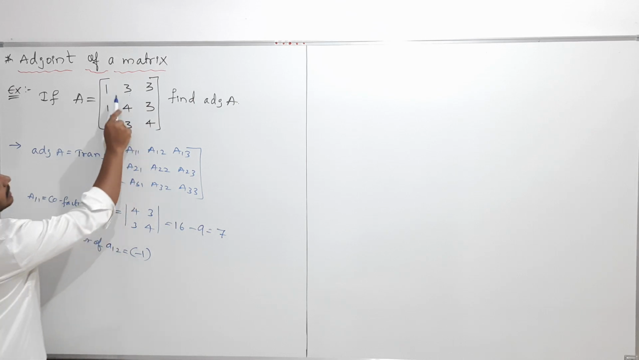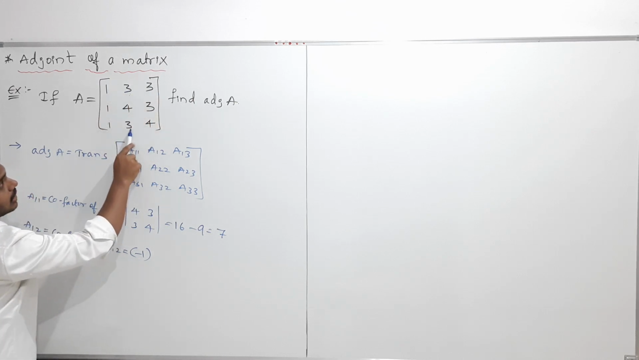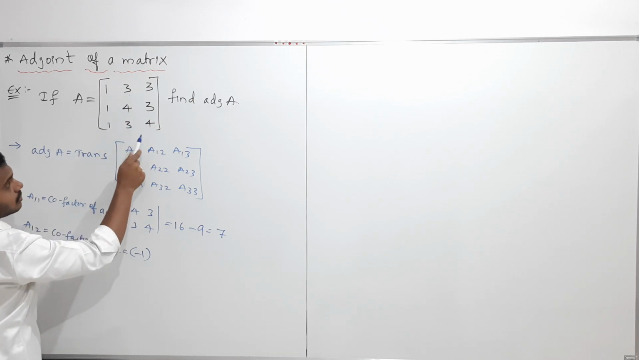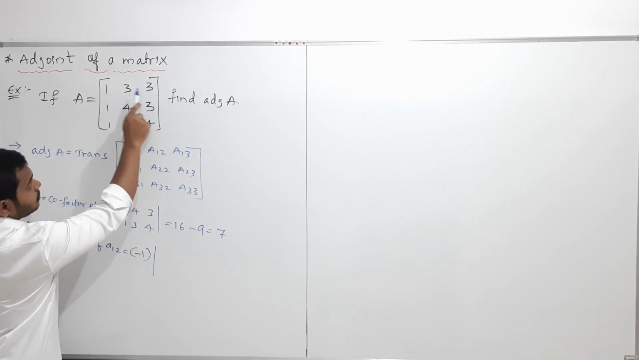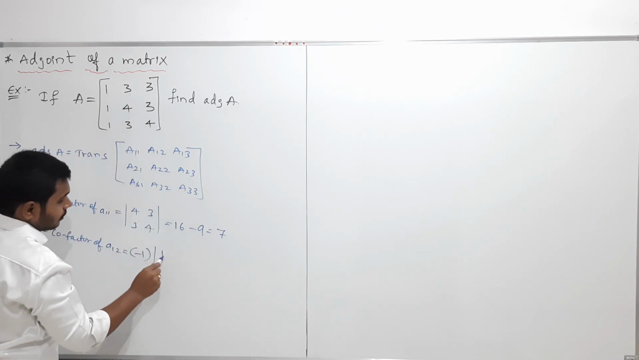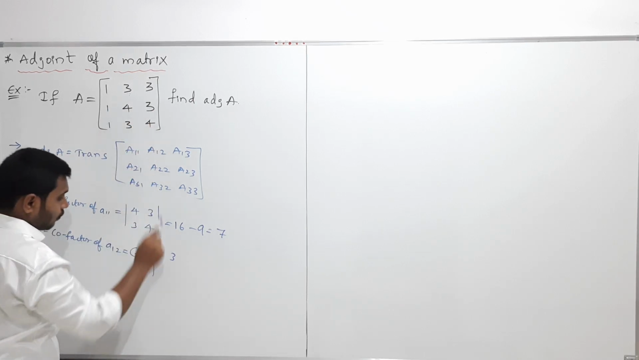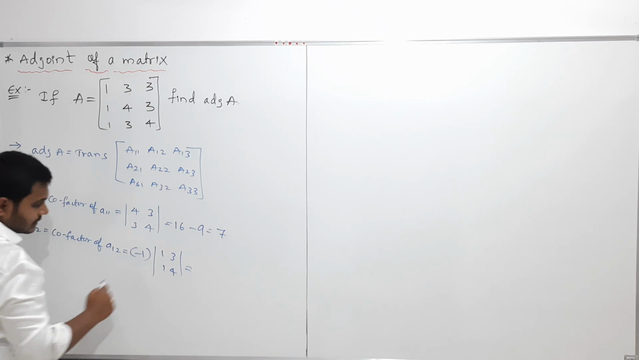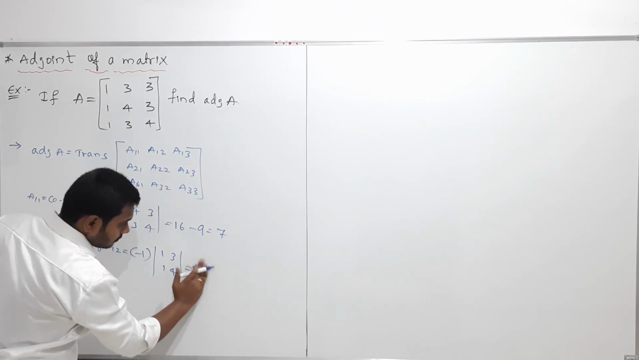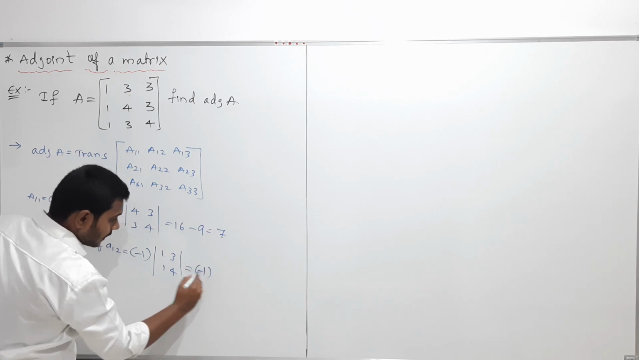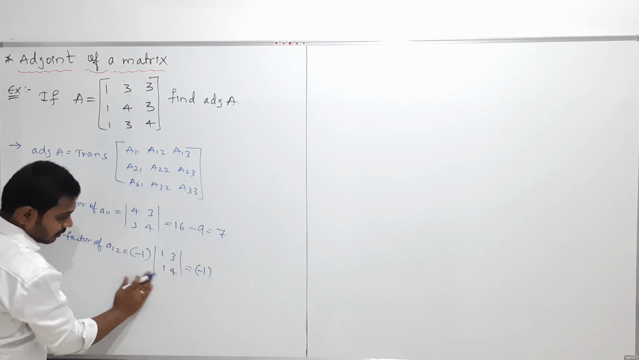The minor of A12 is nothing but leave this row and this column. Leave this row and this column. So find out the remaining determinant. After leaving this row and this column, what are the elements remaining? 1, 3, 1, 4. So calculate this.